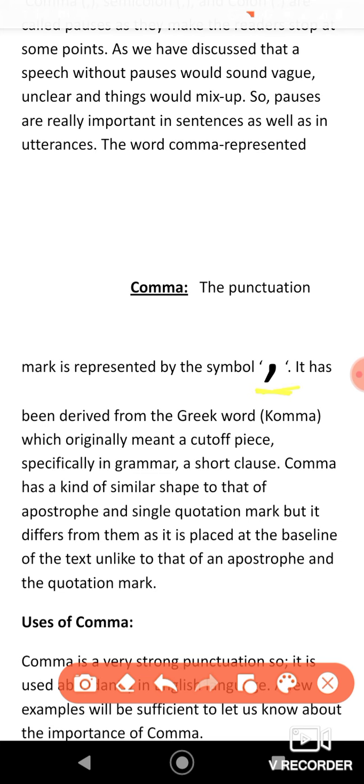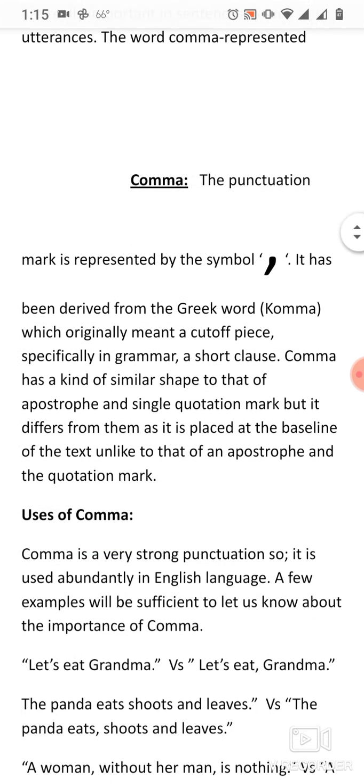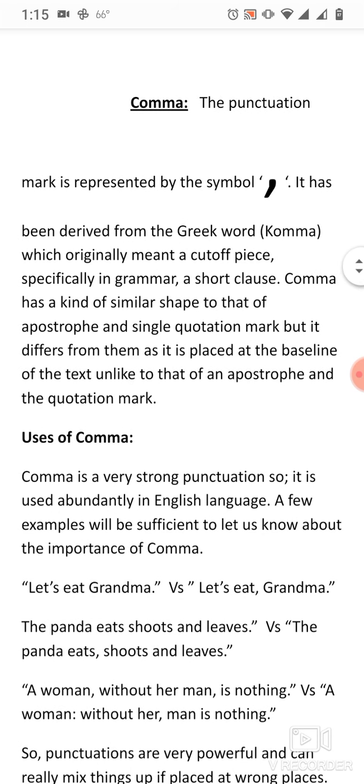Now this is the symbol of comma. It has been taken from the Greek word comma, which originally meant a cut off piece, or you can say specifically it was meant to represent a short clause in grammar. So a cut off piece, it originally meant in the Greek language.